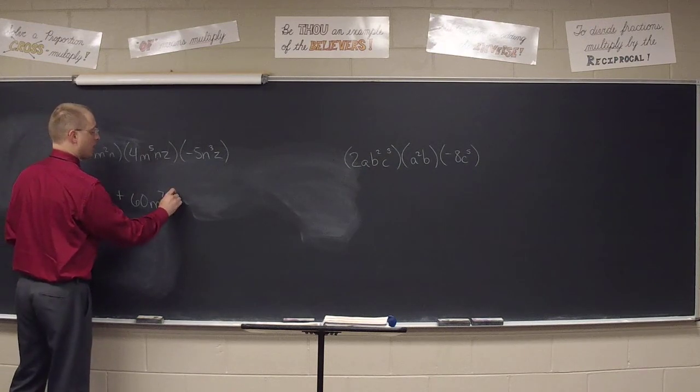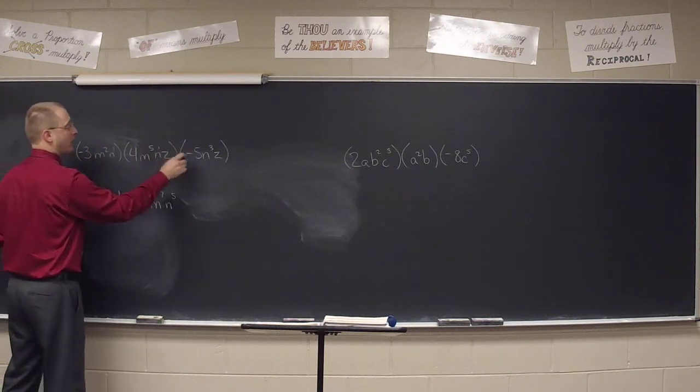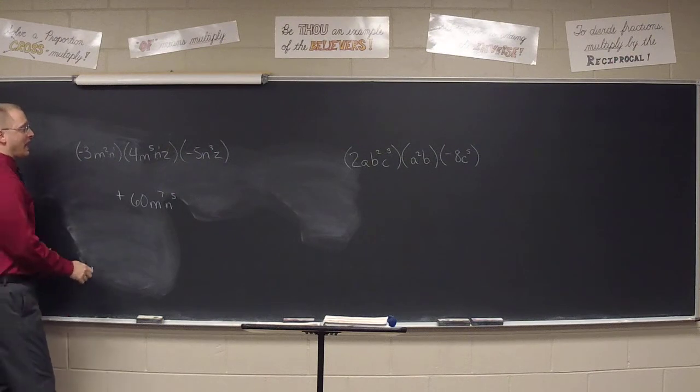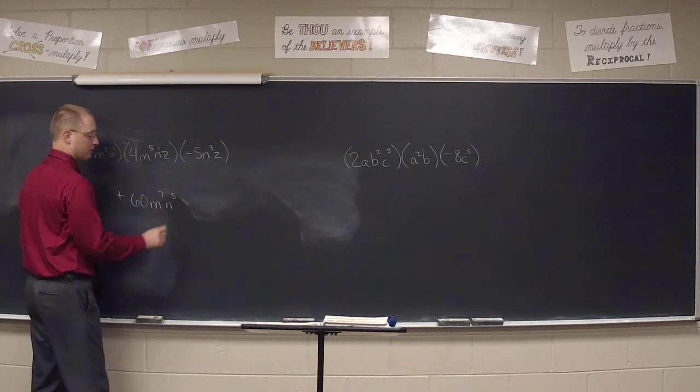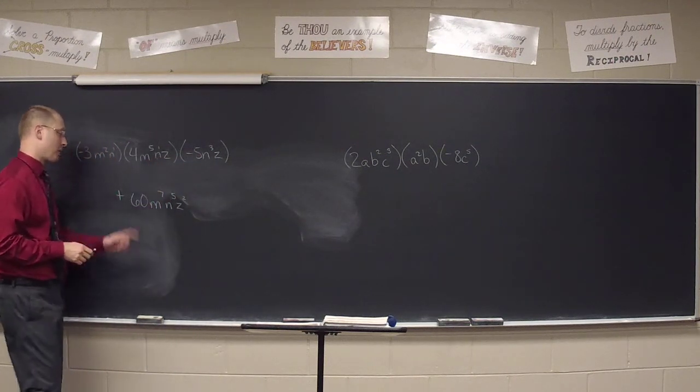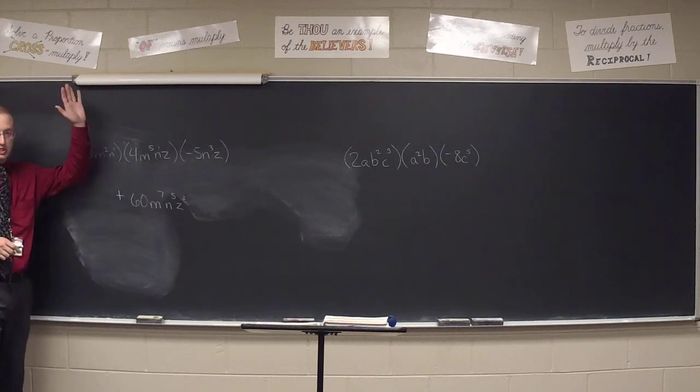M to the 5th. N to the 5th. 1, 1, and 3 adds up to 5. And I've got a Z and another Z. Z squared, because 1 plus 1 is 2. How many got positive 60? M to the 7th, N to the 5th, Z squared.